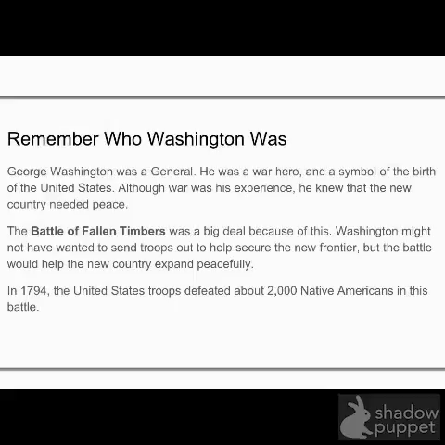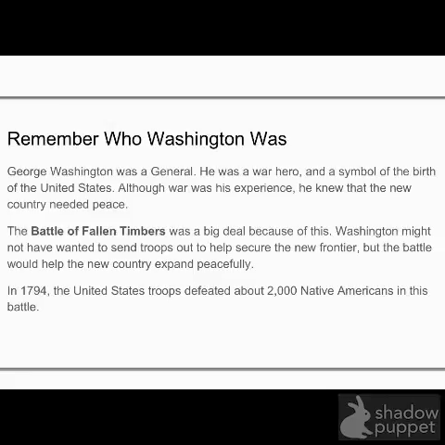Remember who George Washington was. He was a general. He was a war hero. He fought for his country. He was a symbol of the birth of the United States. His experience was mostly in war and in leading armies. But now he has a different role. He is now the president. He knows that war, constant war, is going to destroy the country. He wants the country to have peace. So he has a tough decision to make.